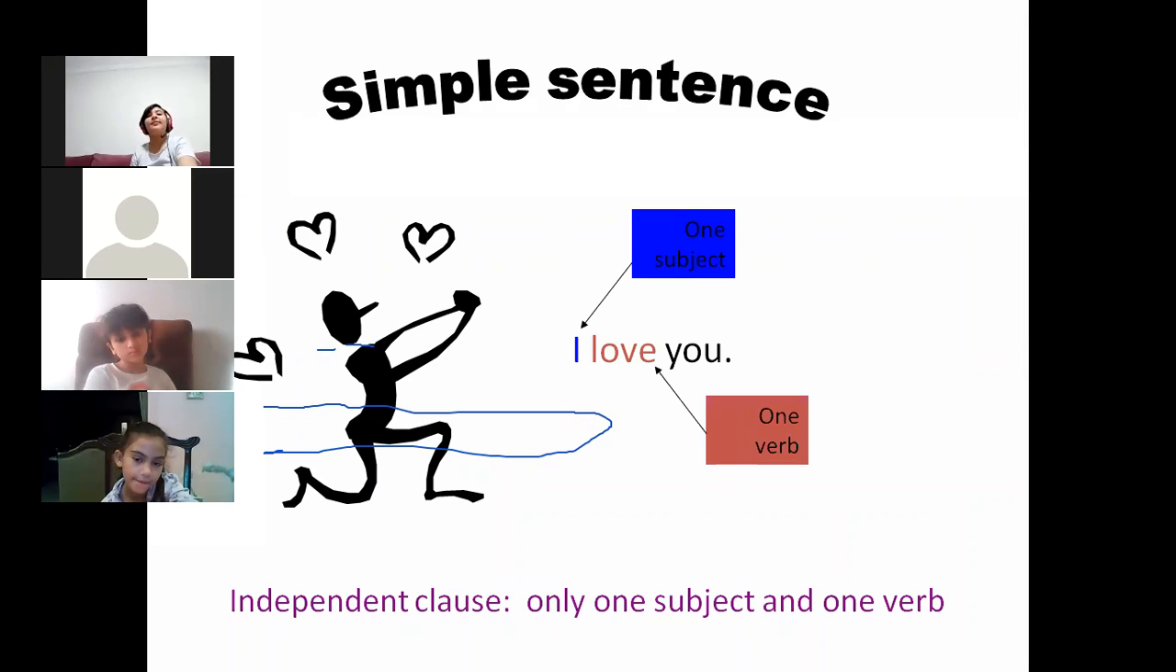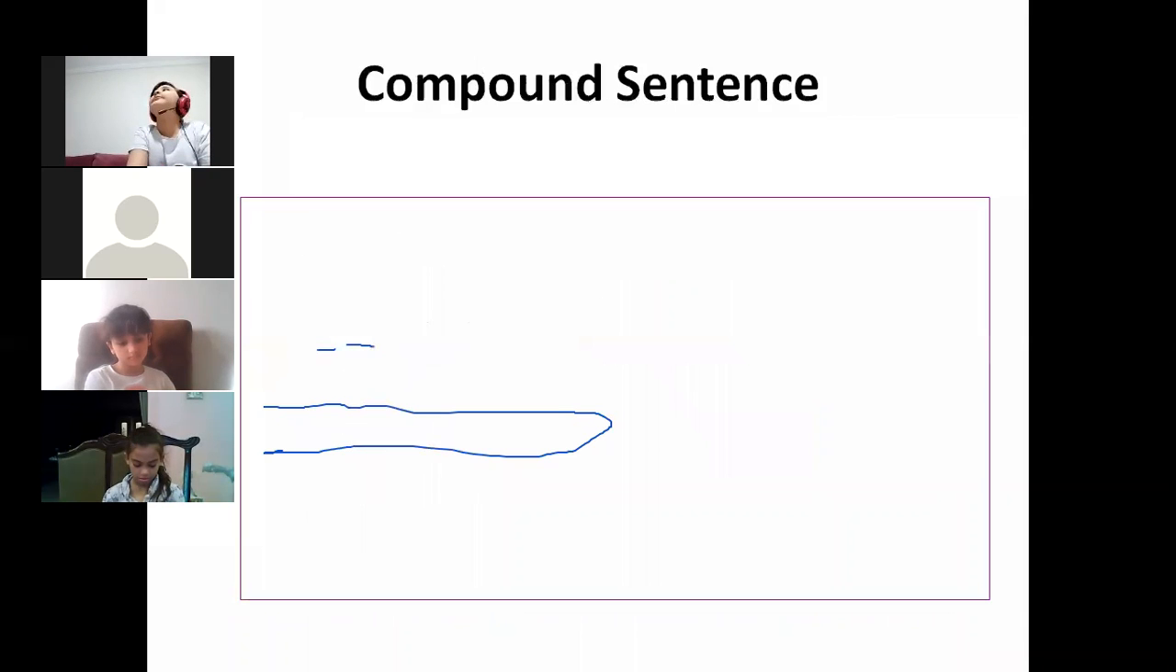Love is a verb. So here we have one subject and one verb in I love you. So the independent clause has only one subject and one verb.